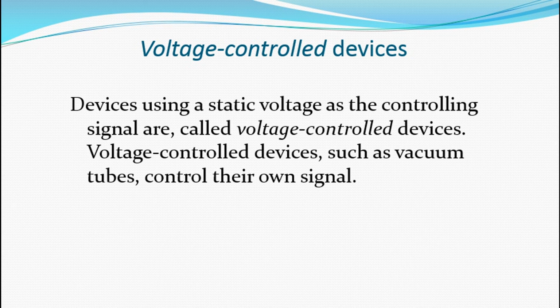Now, what do you understand by devices using a static voltage? You know, voltage is different from current. Voltage is static. It's always there waiting for current to come. And once current comes, voltage will push current. So in that case, it means that voltage can exist without current, but current cannot move without voltage. So in this case, a voltage control device, the example being the vacuum tube, controls their own signal.